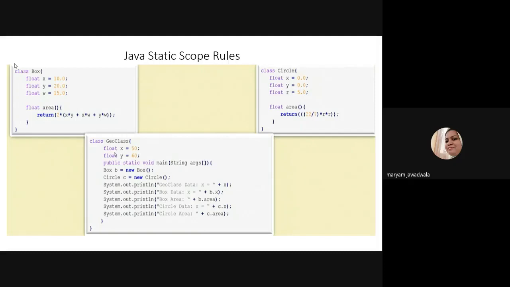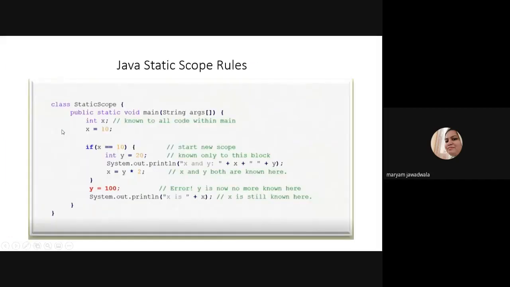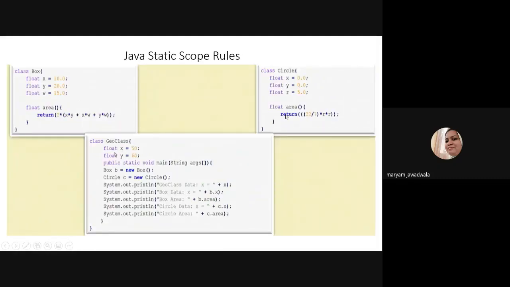Here I wrote three classes. The first class is the box class. Class Box consists of three variables x, y, and w, and one function, area. Another one, the circle class, is there. In the circle class, again I declare three floating point variables x, y, and r, and one function, area, which returns the area of the circle. And class Box returns the area of the box. So I declare two classes over here.